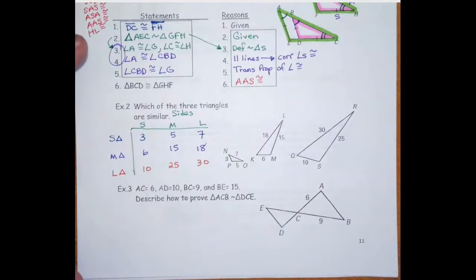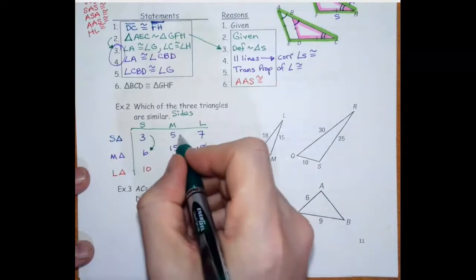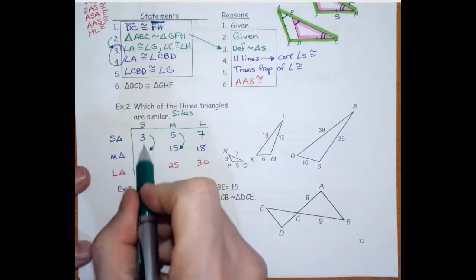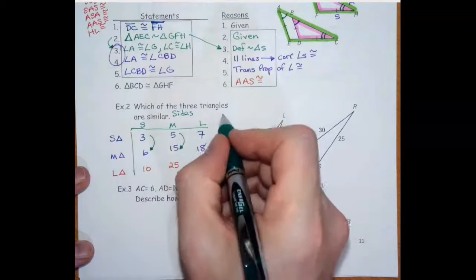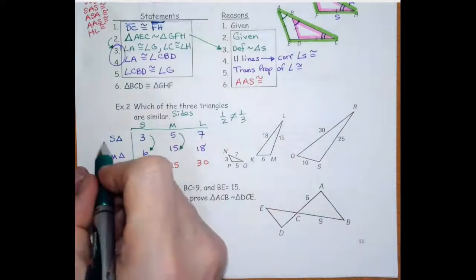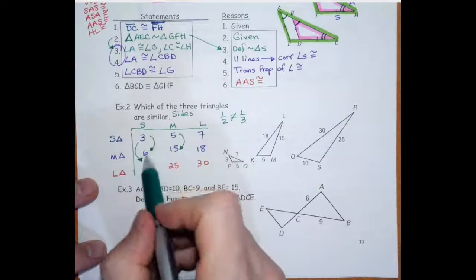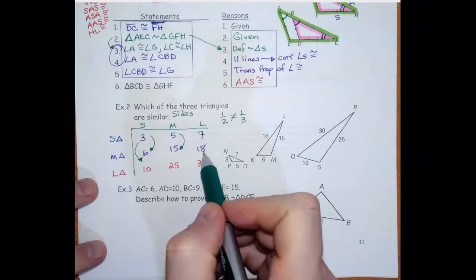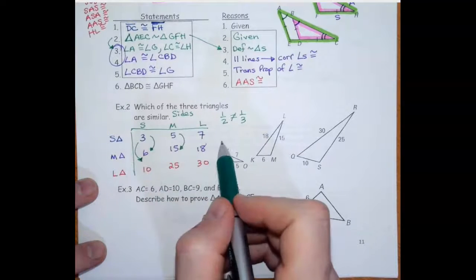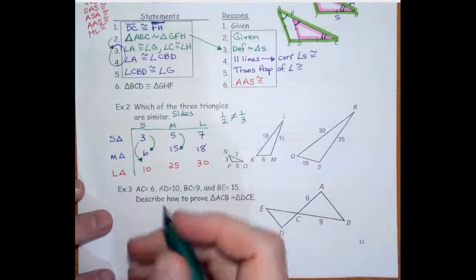So we want to test a couple of these. If we start from the small to the medium here, hopefully you can see that's going to be 1/2, and this is going to be 1/3. So these are not similar. Now we can try these down here. If those were proportional, we still would have to check the third side, because we would need side, side, side. We need them all to be proportional. But we didn't have to check the third side because the first two weren't even proportional.